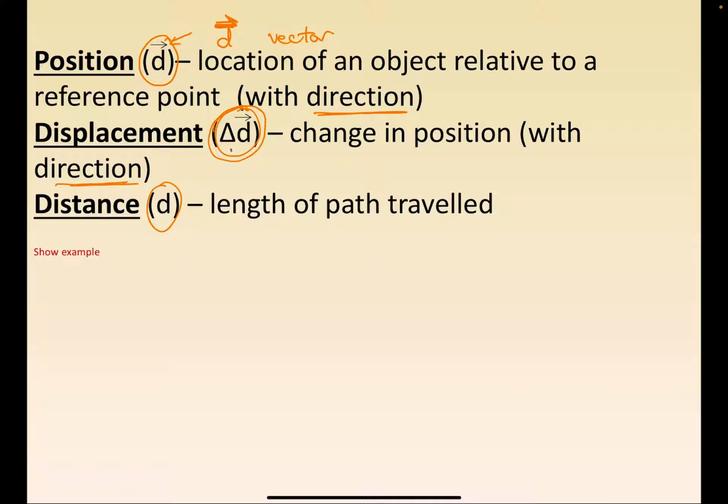Oh yeah, this triangle right here from your math class, that triangle is the delta symbol. Delta just means a change in something. So for example, in this case, delta D means D final minus D initial. These guys are vectors. It's a change in position that we're talking about.